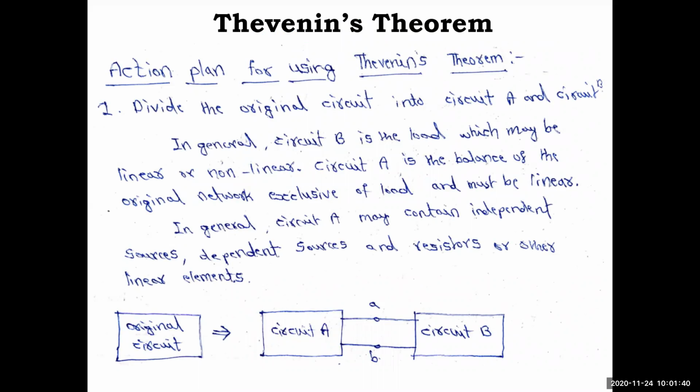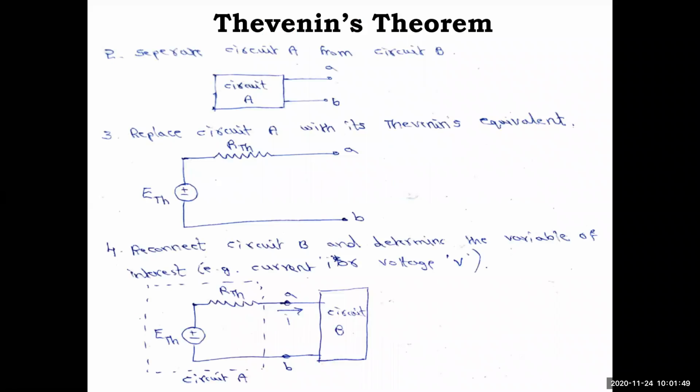Just to recall, the action plan for solving any Thevenin's theorem problem is: identify circuit A and circuit B and separate them; for the separated circuit A, find the Thevenin's equivalent circuit; then connect circuit B and find the parameter of interest. The catch is how you find RTH. There were three methods.